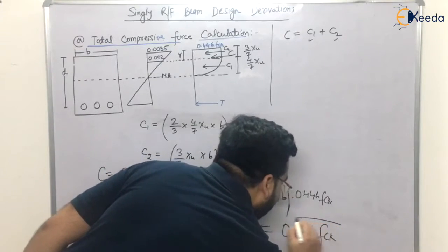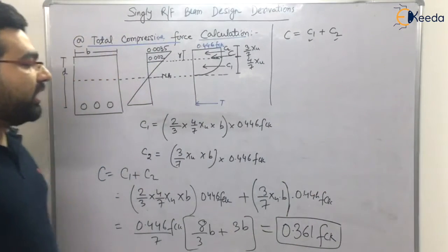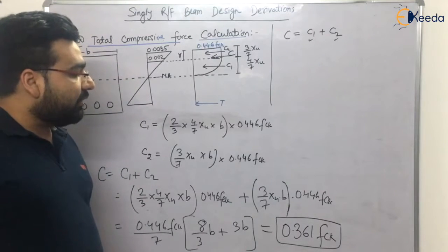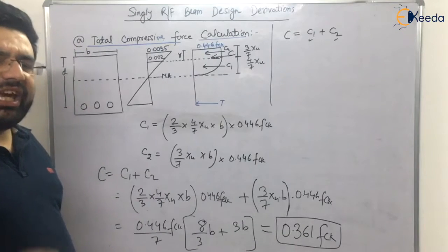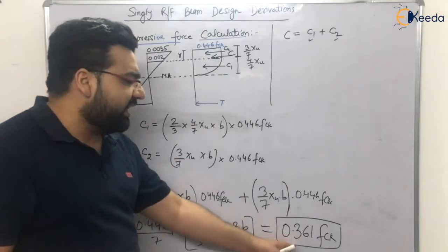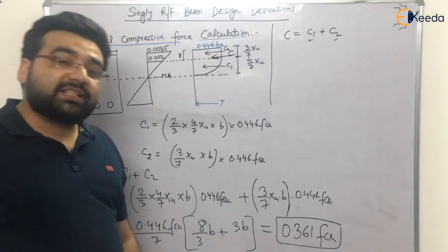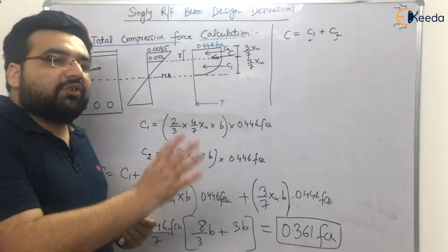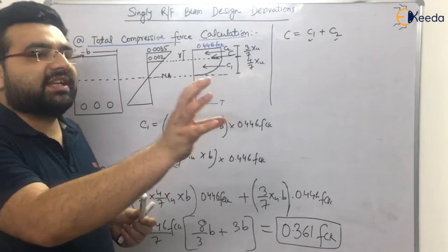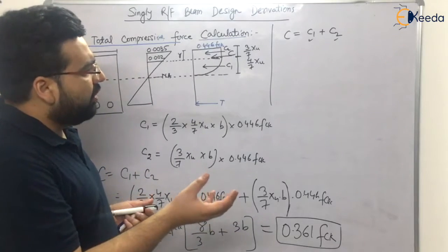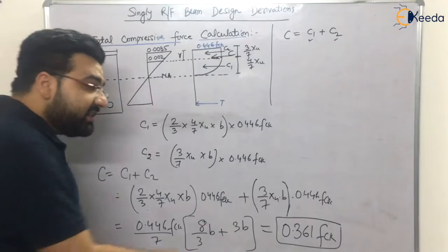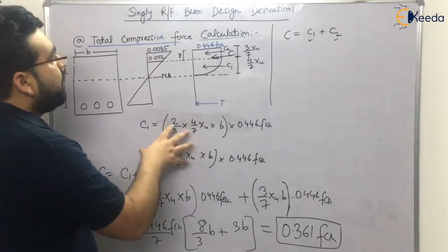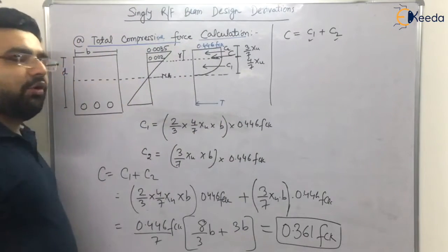0.361 FCK. Very important that the total compressive force acting on a singly reinforced section beam is equal to 0.361 FCK, or in simple terms sometimes it is also written as 0.36 FCK. This is very important because in a lot of examinations this question is asked directly. The total compressive force in a singly reinforced section is option 1, 0.36 FCK, option 2, 0.45 FCK, option 3 something else, right? The correct answer is 0.361 FCK, very important, right? So I hope that you have understood how to determine the total compressive force.